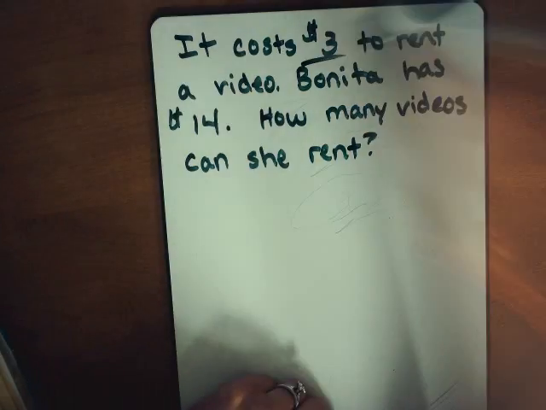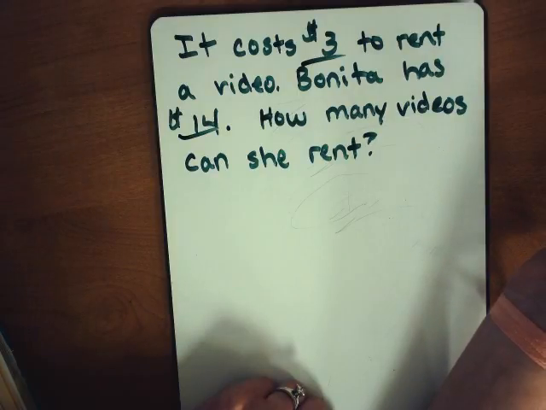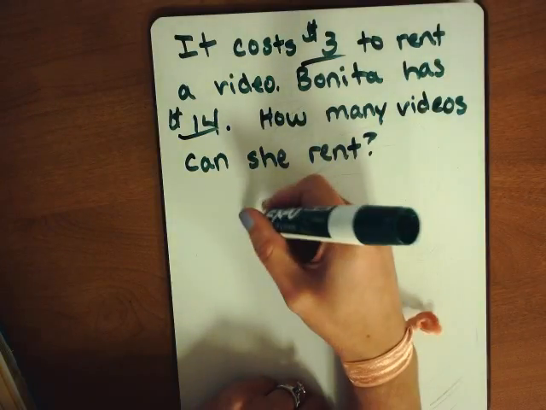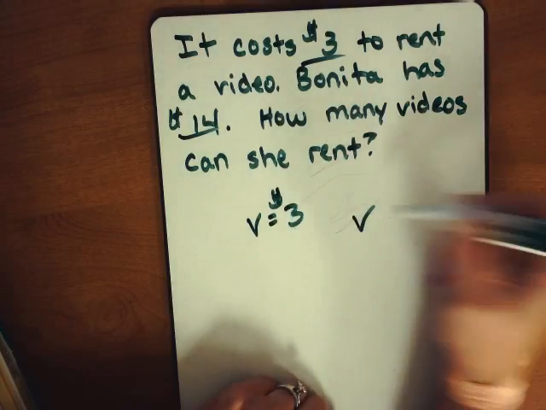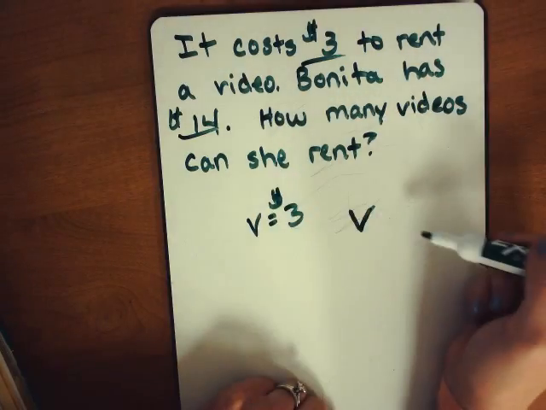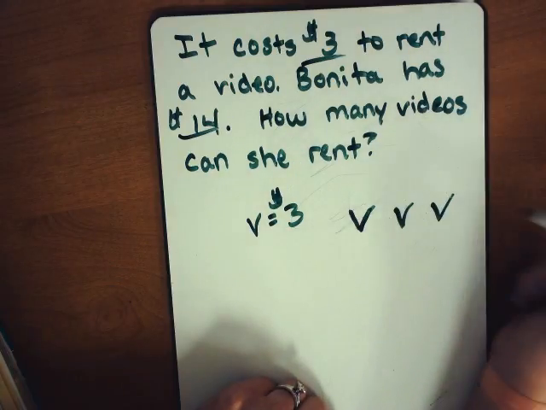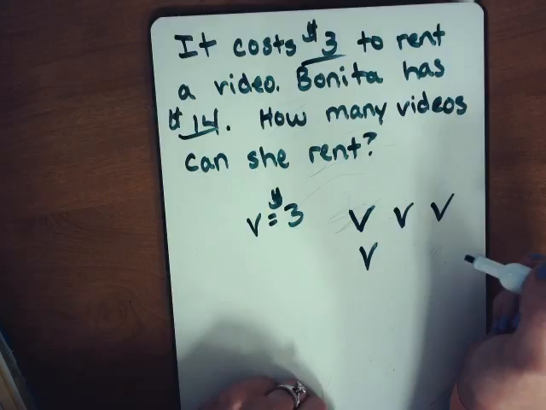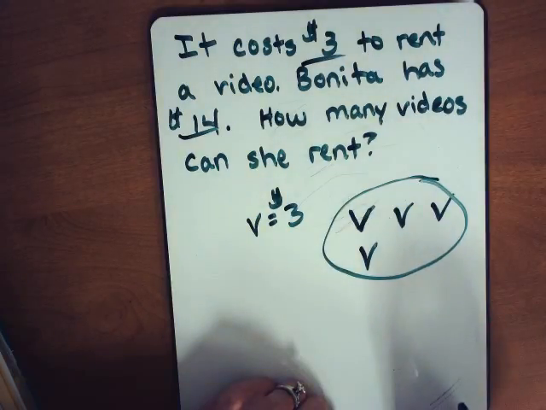So it costs $3 to rent a video. Bonita has $14. So how many videos can she rent? Well, on this one, we've got a video is equal to $3. So I might just do counting by 3 as I count without going over 14, because I only have $14. So I have 3, 6, 9, 12, 15. Okay, so I know then that I can only get 4 videos right there.